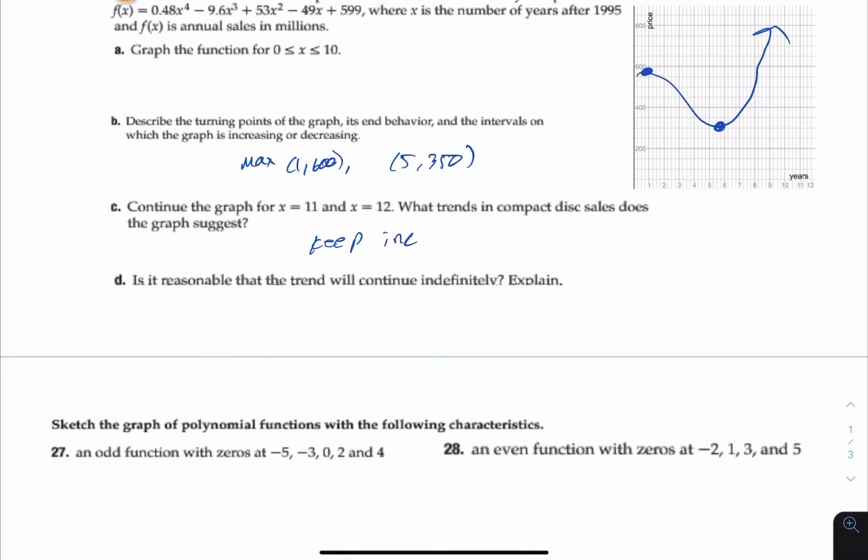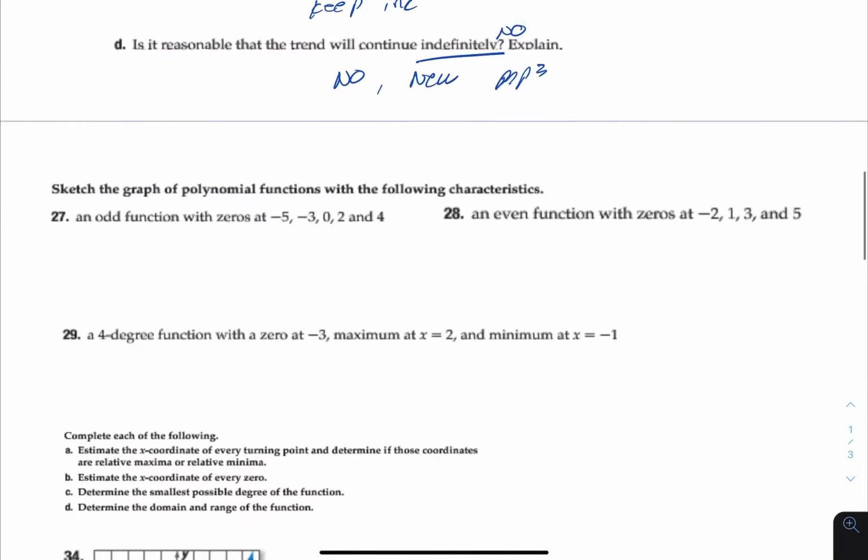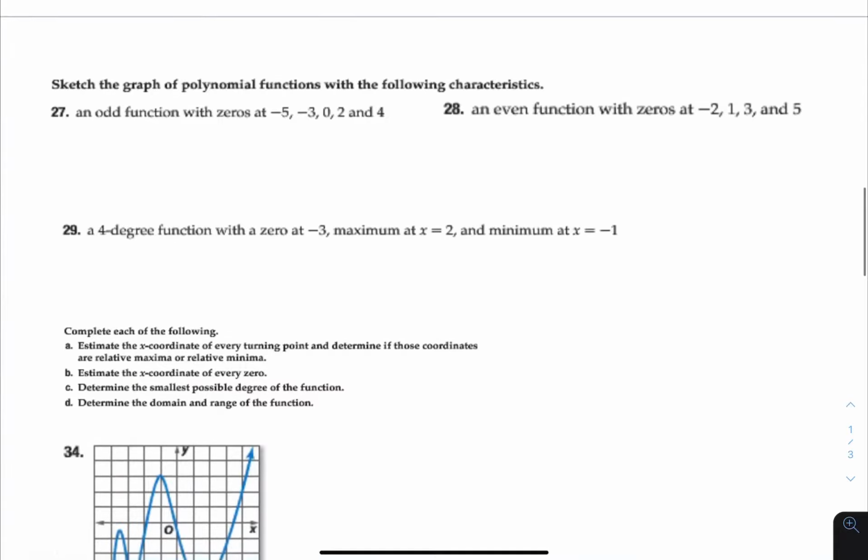Is it reasonable the trend will continue indefinitely? This is generally a no for this answer. So in this case, no, because new technology like MP3 players, they didn't see iTunes coming. So no, CDs won't be selling forever, going up in sales forever.